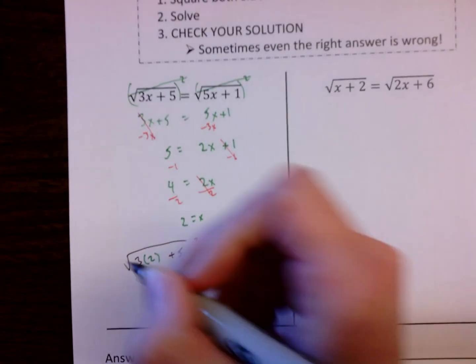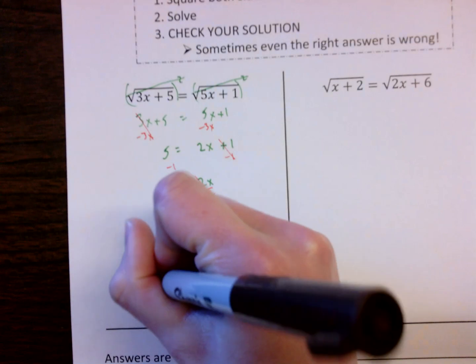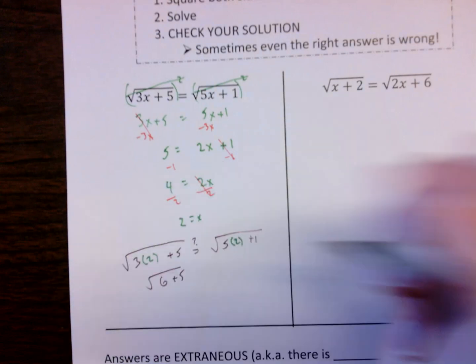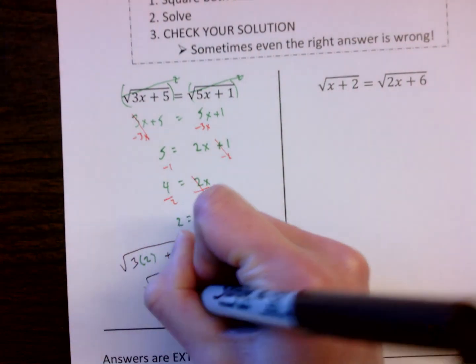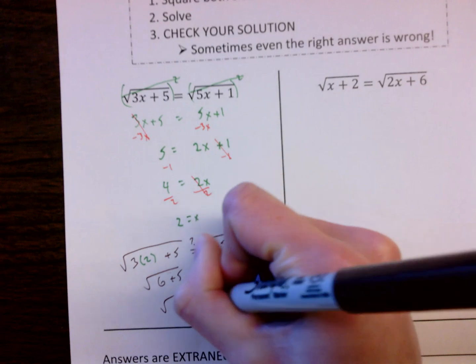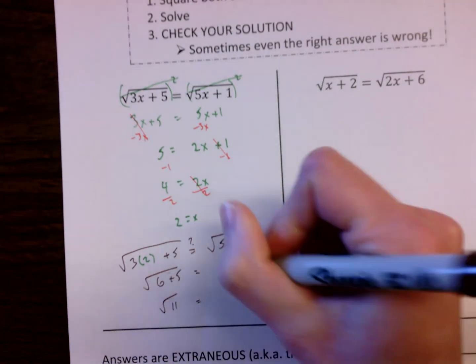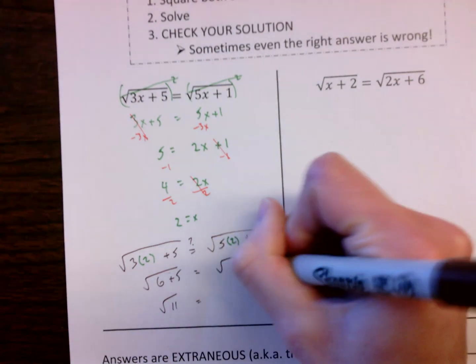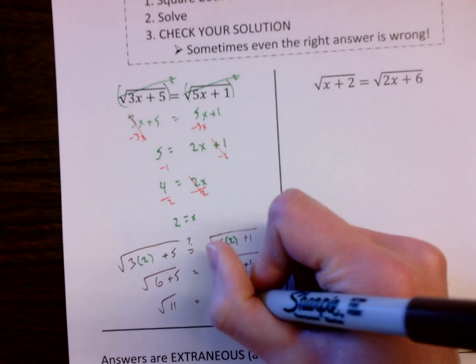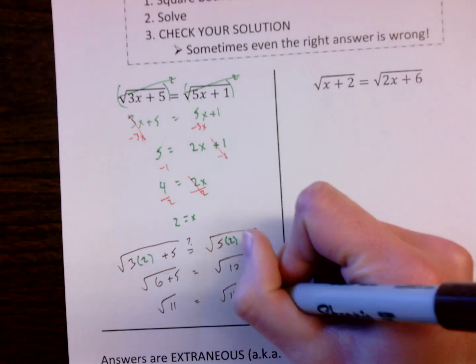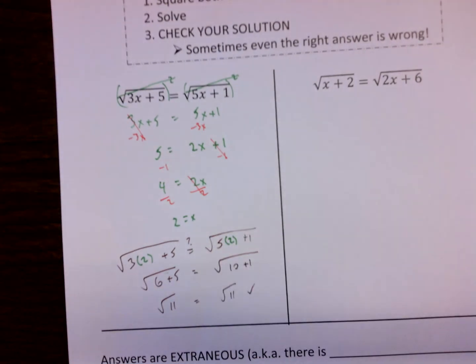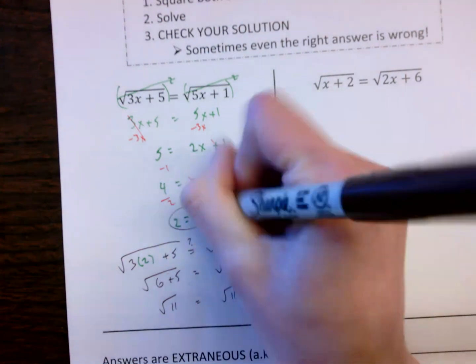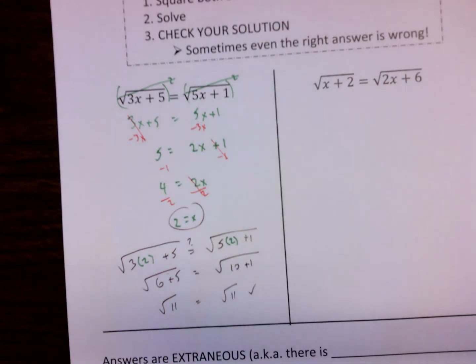So 3 times 2 is 6. So this is the square root of 6 plus 5. And 6 plus 5 is 11. So on that side, we got a square root of 11. And on this side, 5 times 2 is 10. And 10 plus 1 is 11. Does the square root of 11 equal the square root of 11? Yep, it does. So we are all set. This is actually our solution to this equation.